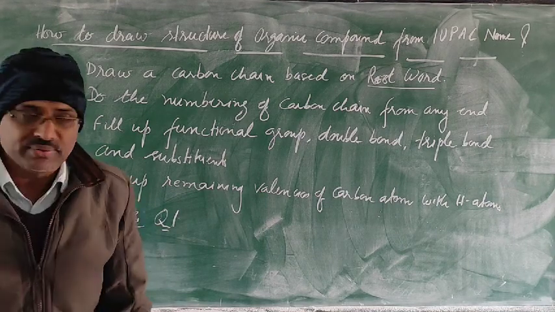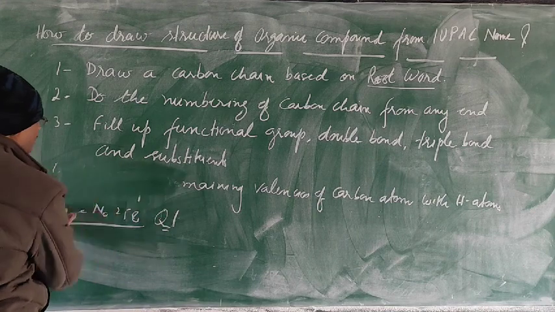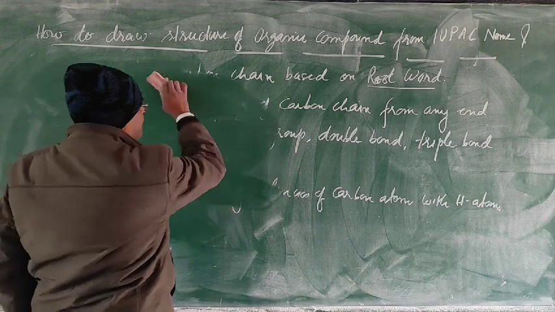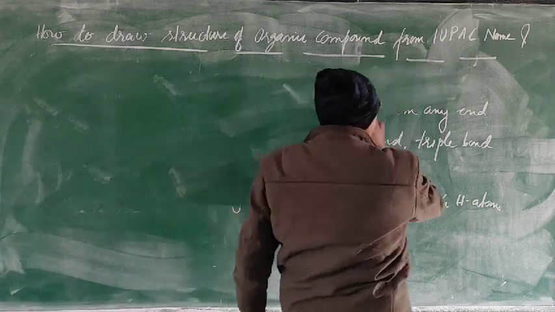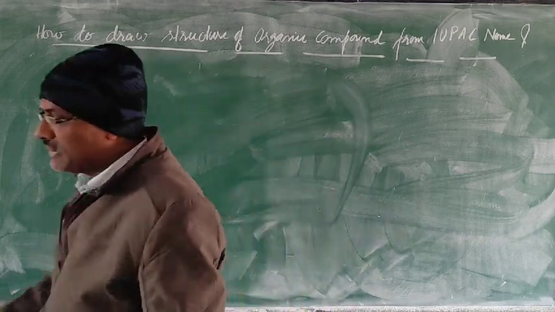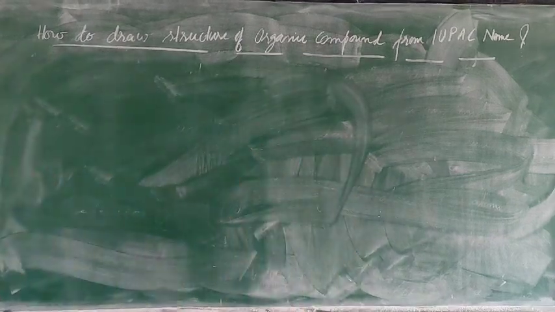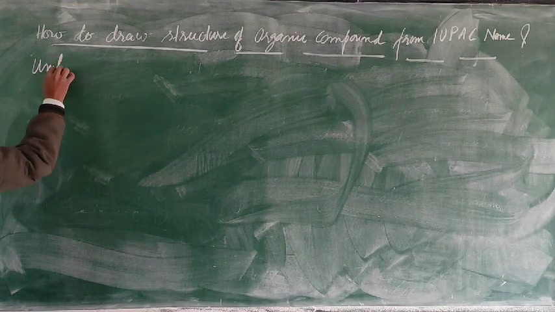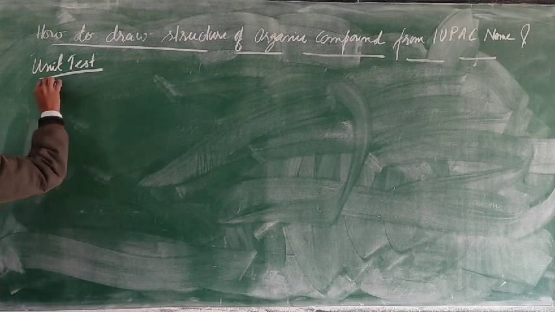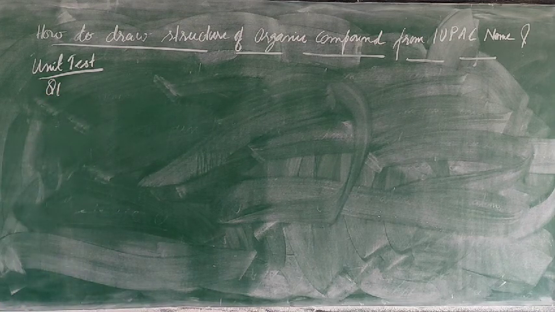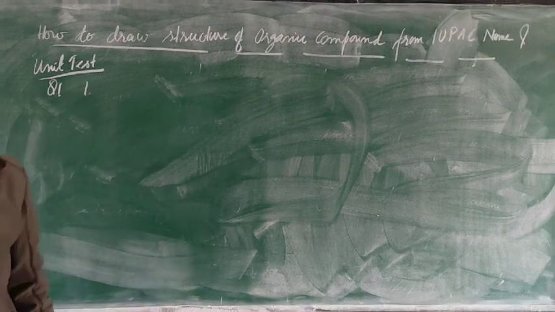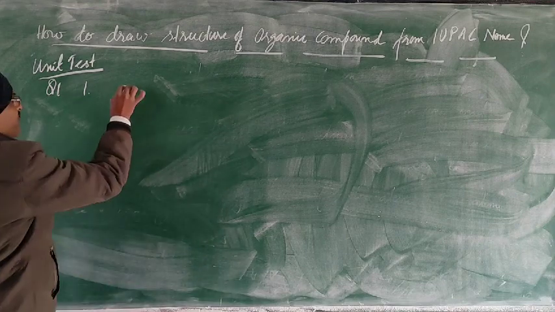First one is given, pent-1-ene. So this is coming from the unit test paper. You should not think it is not a board question, so it is not important. It is important. Such questions they are asking. If you go to the board paper, you will get it. So the first one is given, pent-1-ene.